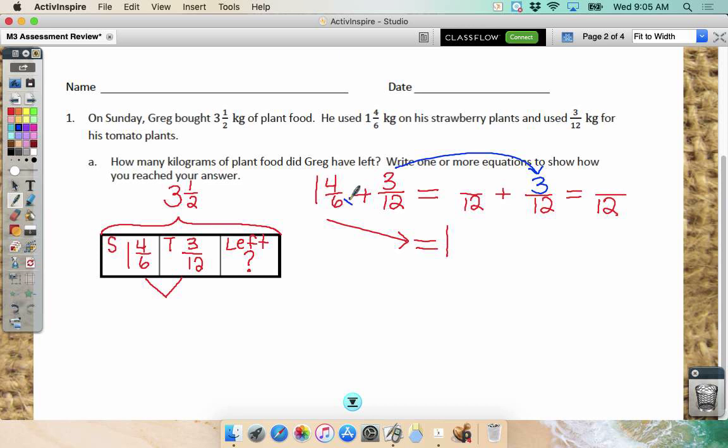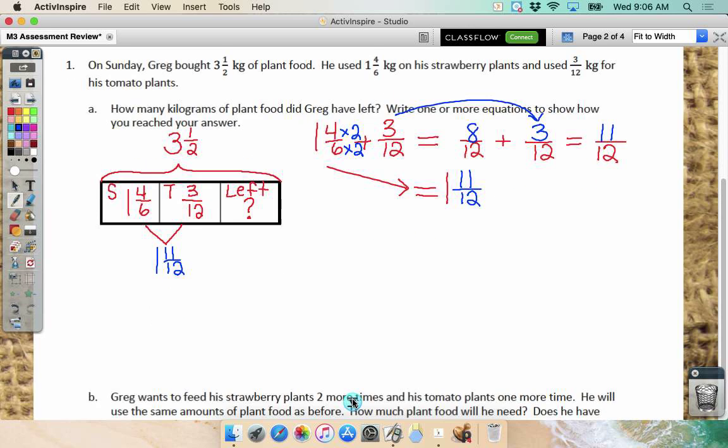So 6 times what equals 12? 2. So 4 times 2 equals? 8. So 8 plus 3 equals 1 and 11/12. Now that's not my answer. That's how much it was when we added those tomatoes and strawberries together. Now we'll subtract that from 3.5. Let me go down a little bit.